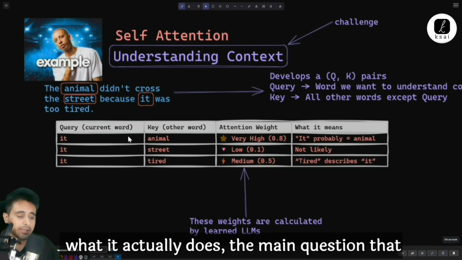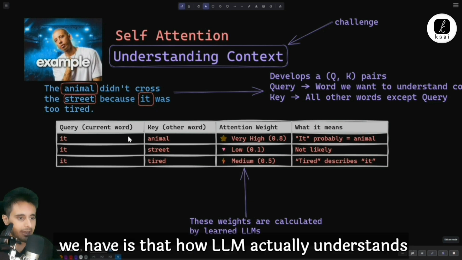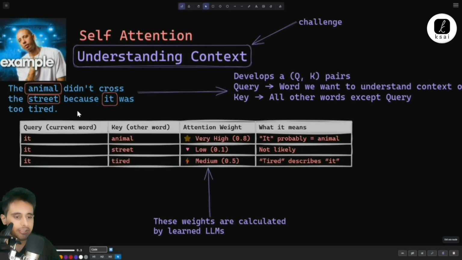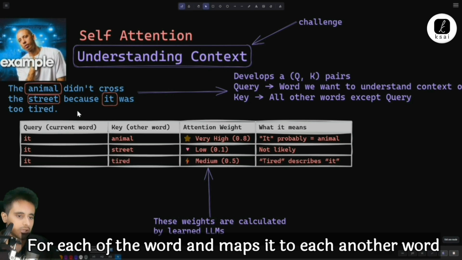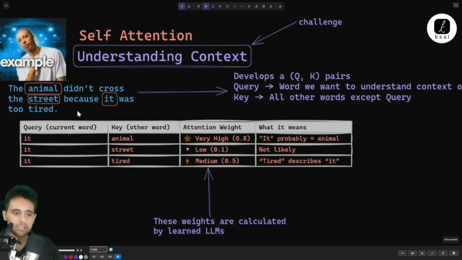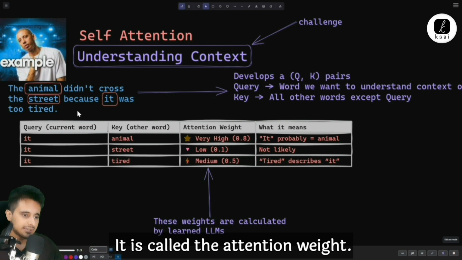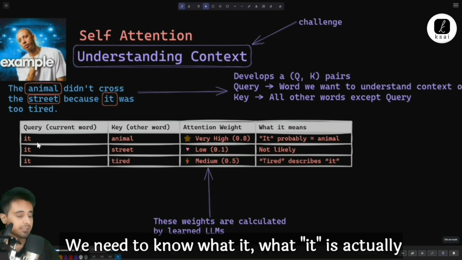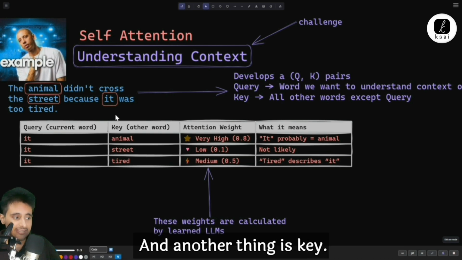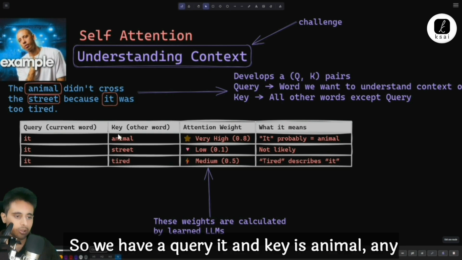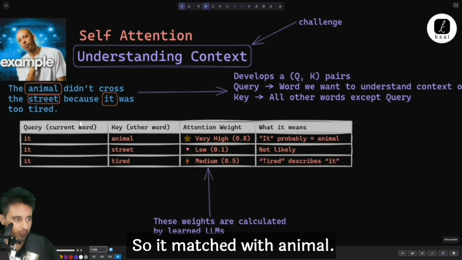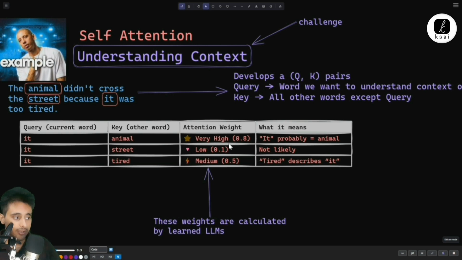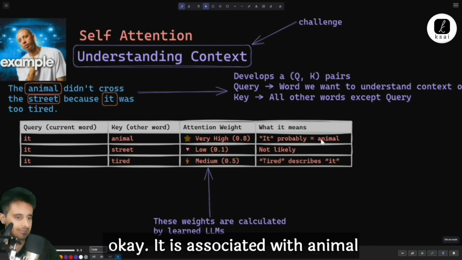So the main question that we have is how an LLM actually understands your prompt or your query or your text or whatever it is. What it actually does is create pairs of words, right? For each word, it maps it to each other word in the prompt and tries to calculate context. It is called the attention weight. Let us consider in this case, the query is it, right? We need to know what it is actually associated with. And another thing is the key. So we have a query it, and the key is animal, or any other word. So it matched with animal. It is calculated how much is the relationship between it and animal. If it is very high, then it is going to be, okay, it is associated with animal.